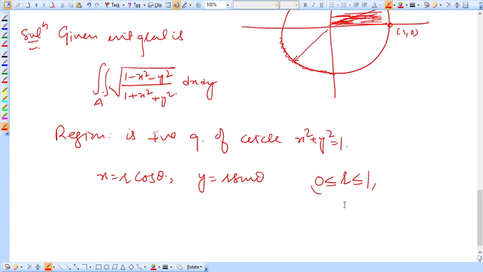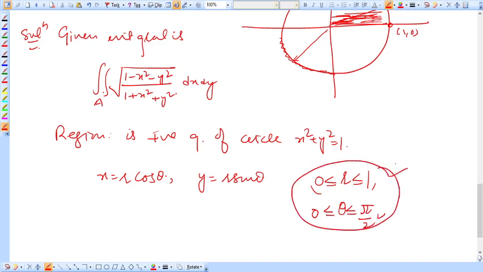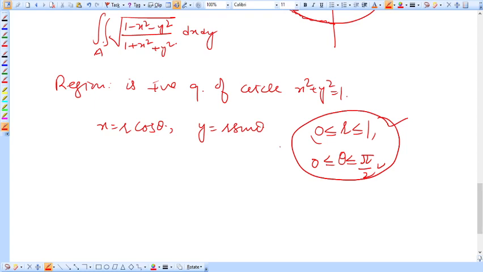Where does theta vary? We are talking about the first quadrant, and in the first quadrant theta varies from 0 to 90 degrees, that is 0 to pi by 2 radian. So these are the limits of r and theta. Also we have already found the Jacobian in the particular case we discussed earlier, so the Jacobian here must be equal to r, so you just write this thing one more time.